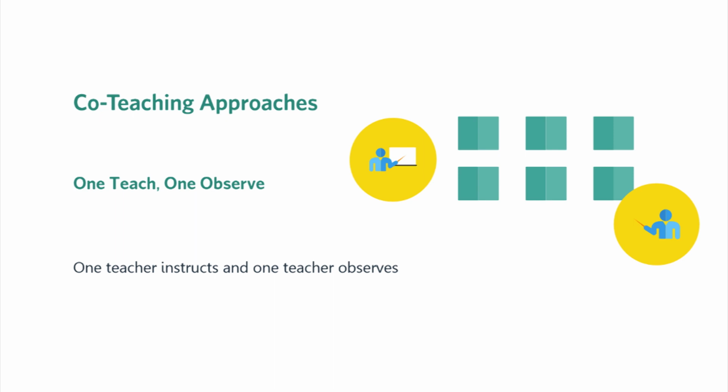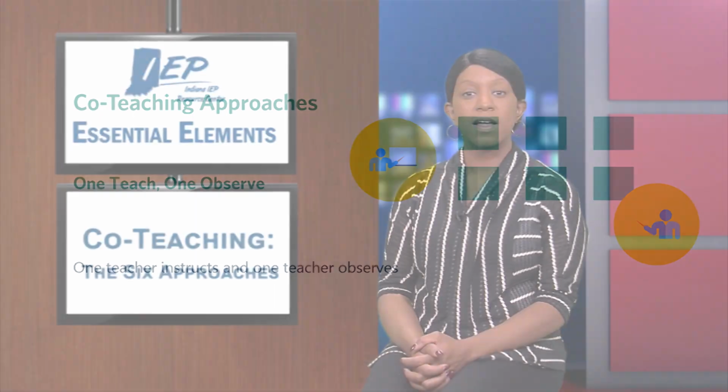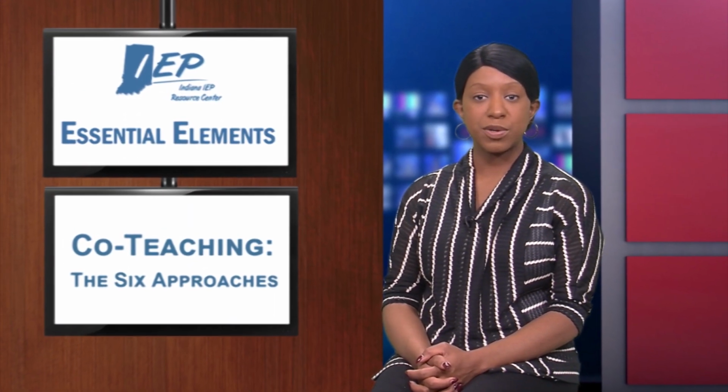The first model we will explore is One Teach, One Observe. In this model, one teacher has a lead role in instructing the class, while the second teacher is observing students. The second teacher can be observing a variety of behaviors, both academic and functional. This approach provides the opportunity to take data on students while instruction is occurring. The challenge with this model is defining the metrics to be measured to acquire the most meaningful data.